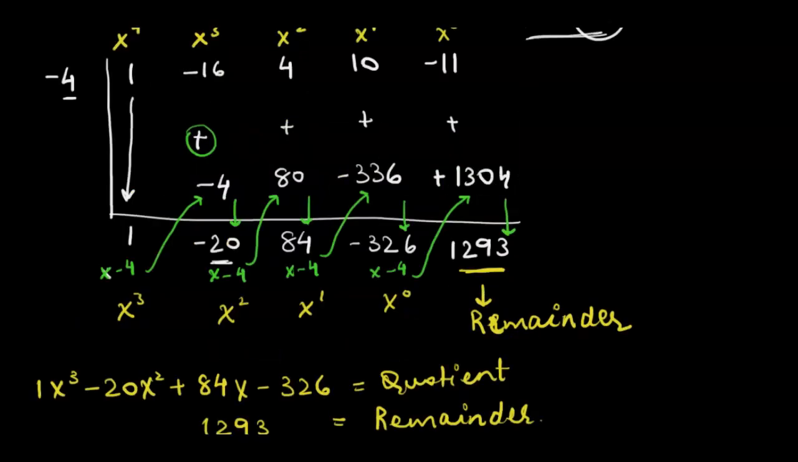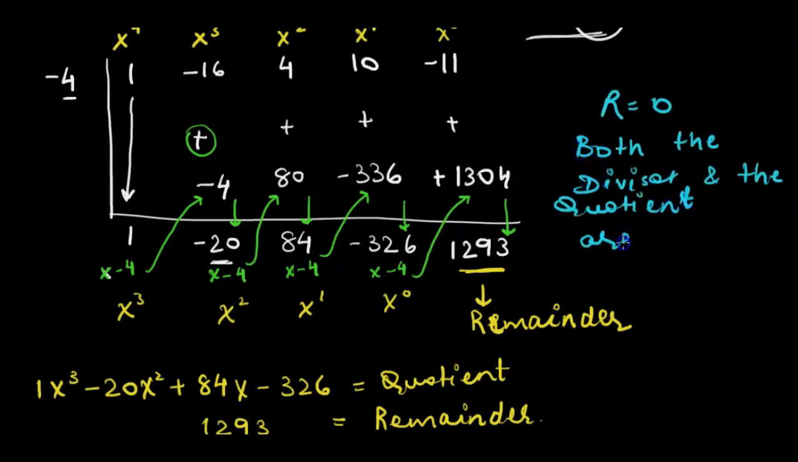Now one last thing to remember in division is that whenever we get a remainder equal to 0, both the divisor and the quotient are called factors of the dividend.